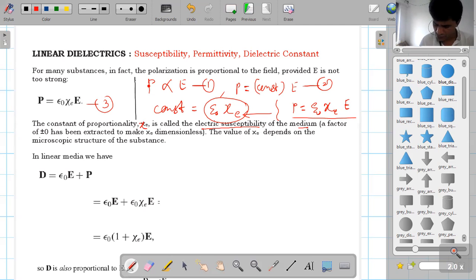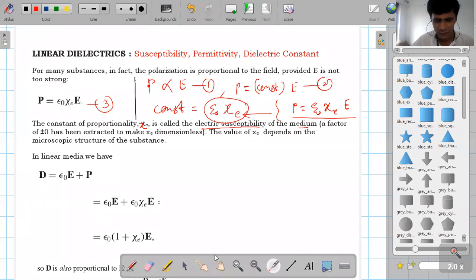Okay? So this is known as chi E. What does that mean? Susceptibility. Understood? Our aim here is to know the meaning of susceptibility. From the knowledge of polarization and field, we can explain electric susceptibility, which is denoted by chi E.